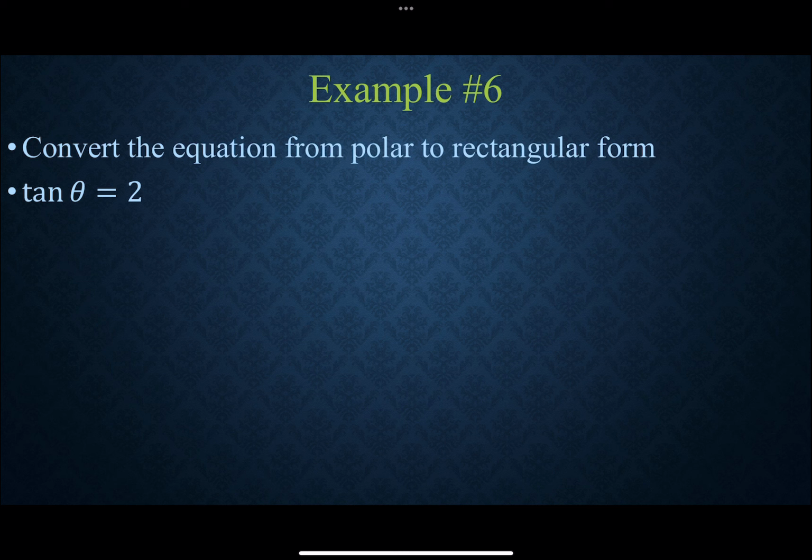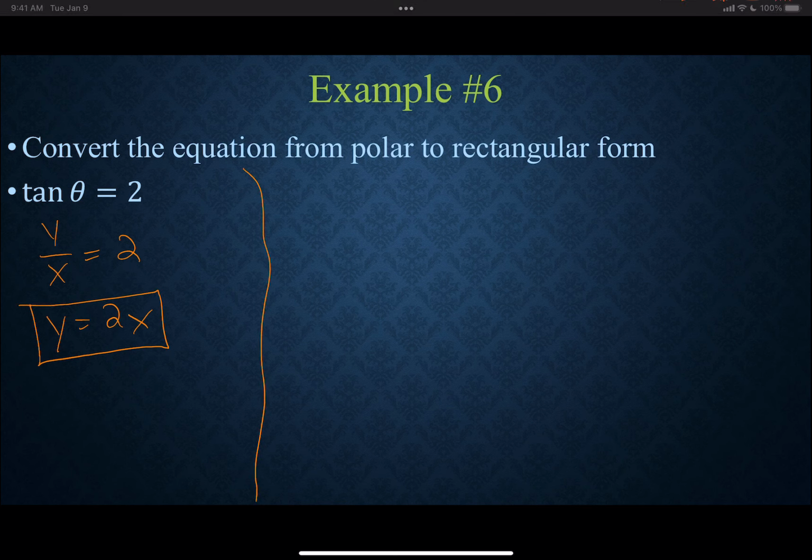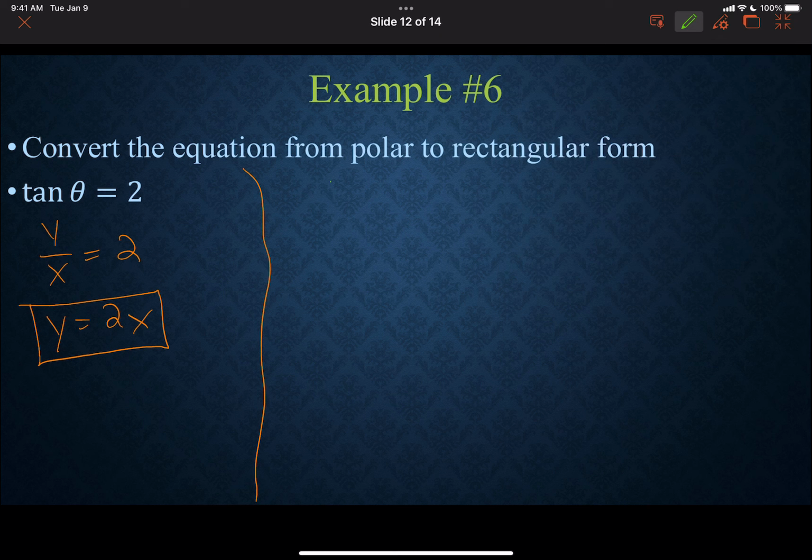Alright, so we have tangent theta equal to 2. If you're given tangent to start off with, that's simply y divided by x, where we can multiply the x over and get our linear equation y equals 2x. Pretty simple.